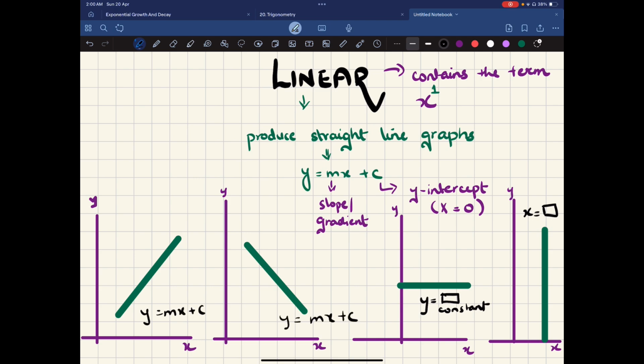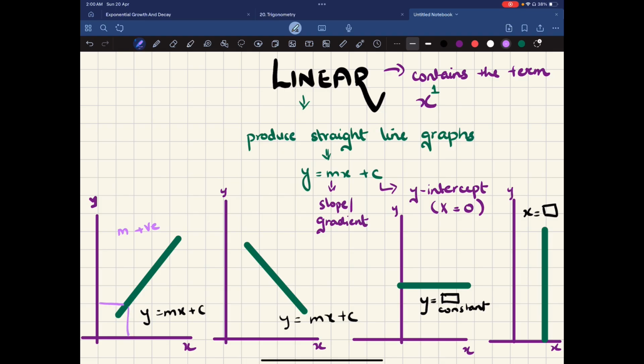Okay, so for sloping lines, the equation of the line will always be in the form y equals mx plus c, where m is the slope, the steepness or the gradient of the line, and c is the y-intercept. Now let's very quickly discuss the gradients. In this case, the gradient will be positive. Why? Because it is an upward sloping line.